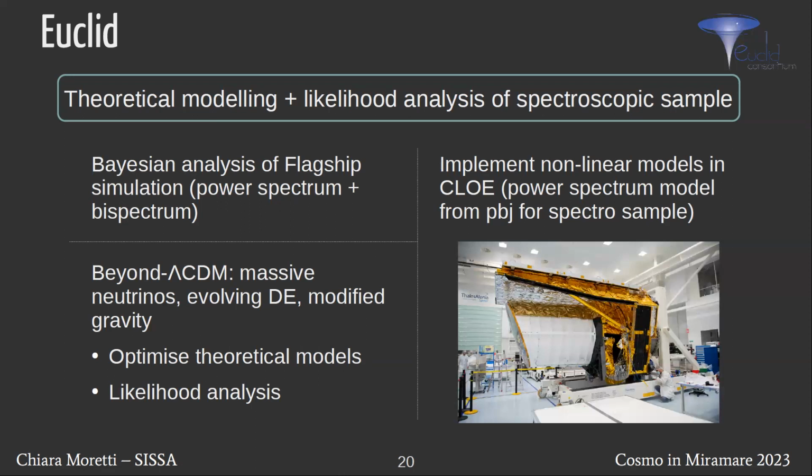We are doing Bayesian analysis, likelihood analysis of the flagship simulation, which is a very Euclid-like simulation in terms of density and volume of the simulation. I'm involved in modeling beyond lambda CDM models. So we're looking at massive neutrinos, evolving dark energy, and modified gravity. And then I'm a developer for the likelihood pipeline, the official likelihood pipeline for Euclid. So if you're interested in this, come find me later and ask me.